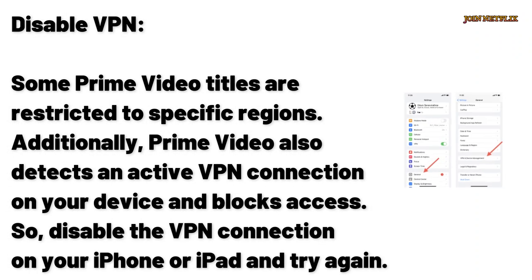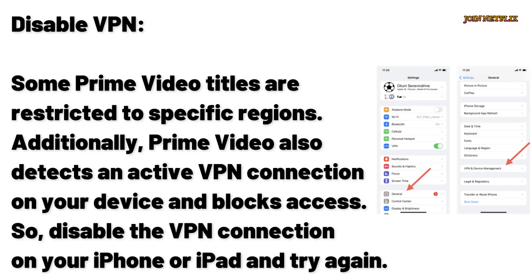Disable VPN. Some Prime Video titles are restricted to specific regions. Additionally, Prime Video also detects an active VPN connection on your device and blocks access. So disable the VPN connection on your iPhone or iPad and try again.